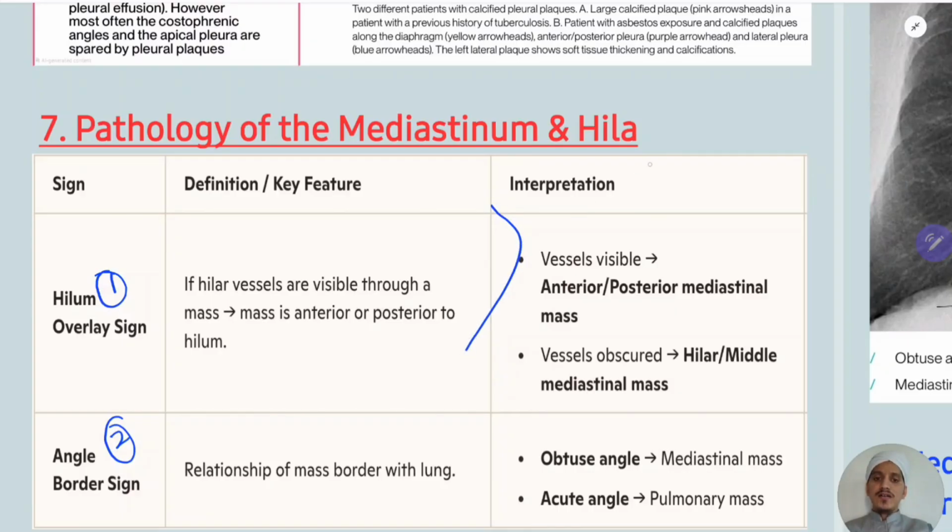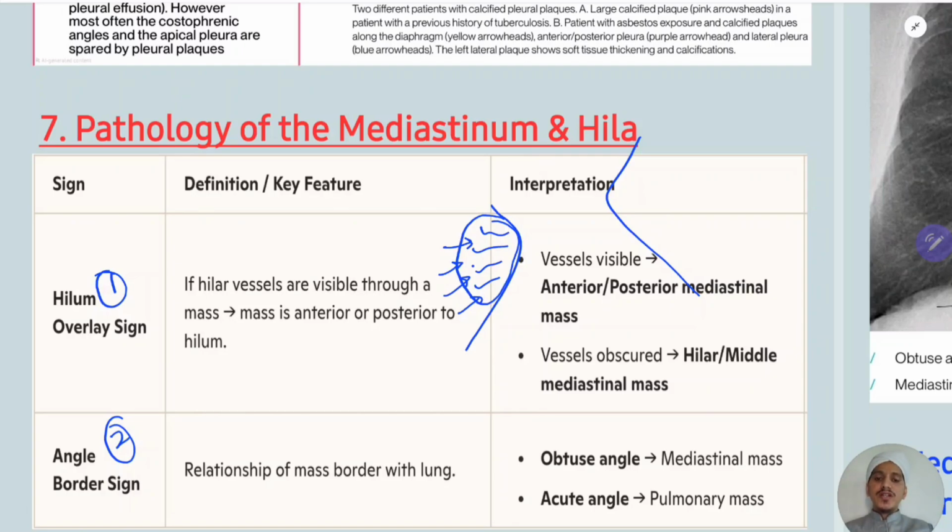So if this is the hila of the left side, and this is the hila of the right side, there are some vessels here. So there will be markings here. So you find a well defined whitish opacity here. Now if you are able to see these markings in this whitish opacity, then that means that mass is either anterior or posterior to the mediastinum. It is not in the middle mediastinum. And if they are obscured, then that is in the middle mediastinum.